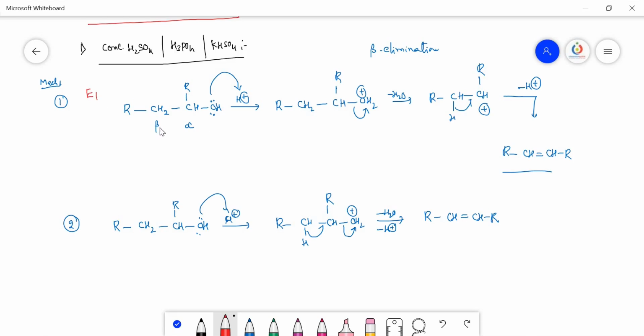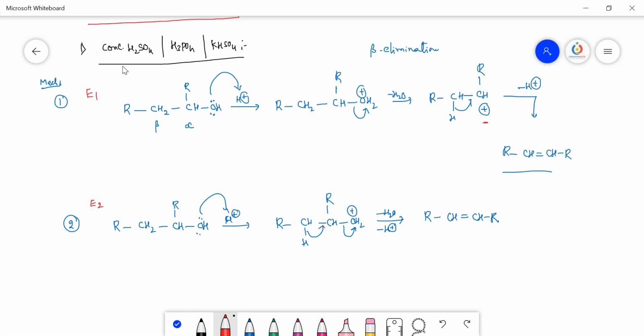SN1 reactions for the substitution. For elimination reactions, the reaction which involves the formation of the carbocation as the intermediate is called the E1 reaction. And here no carbocation is found, but at a time there is a loss of both the molecules. So this type of reaction is called the E2 reaction. So E1 reaction and E2 reaction. Now the question is which alcohols follow the E1 mechanism, which alcohols follow the E2 mechanism.